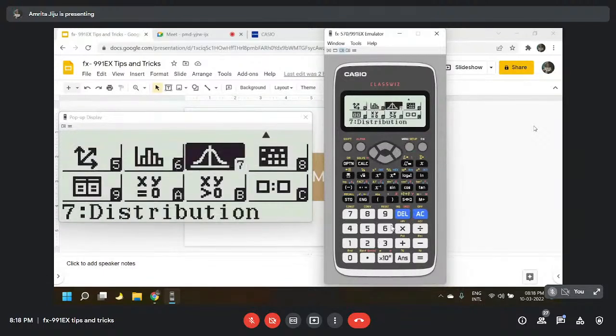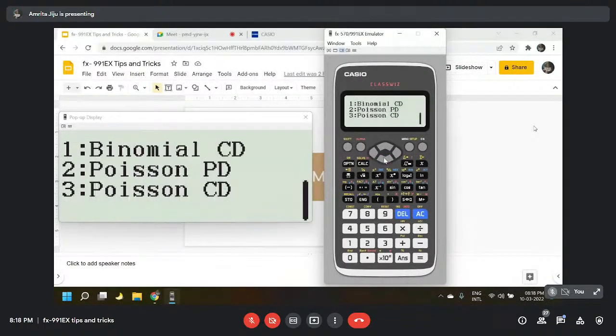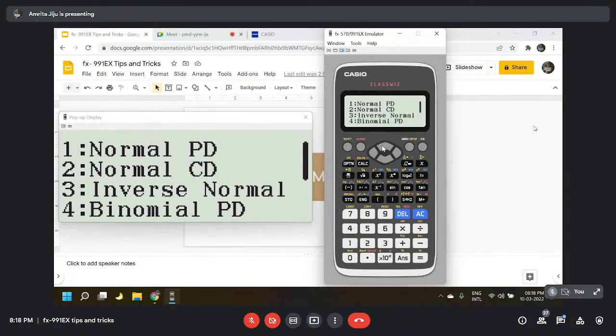Then the distribution mode. The distribution mode has a wide variety of applications such as normal PD, normal CD, inverse normal, binomial CD, Poisson's ratios, etc. That's actually very complicated to discuss at this particular moment. If I have time, I'll just drop what the entire thing is in the group chat.